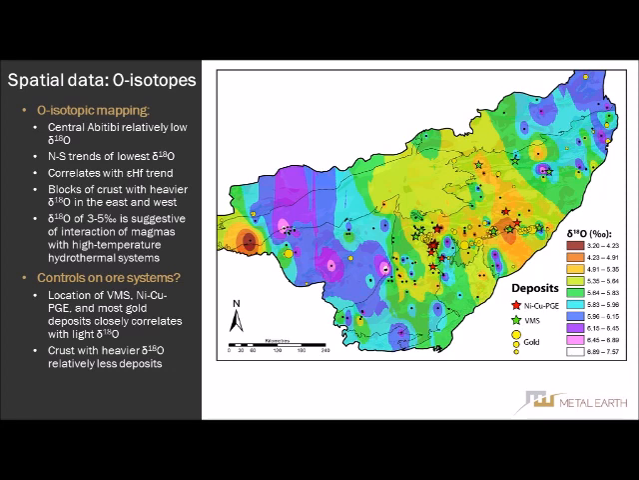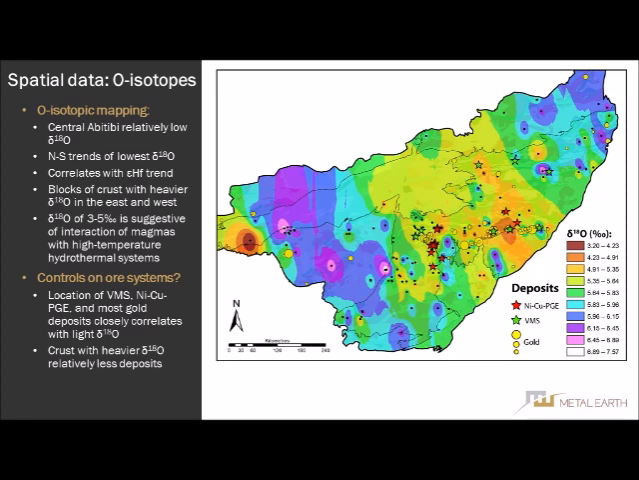So anything that's around 3 or 4 is pretty light, suggesting an interaction with either meteoric water or a high-temperature hydrothermal system. Probably a high-temperature hydrothermal system. It's probably not light enough to suggest meteoric water. We can also see these north-south trends that we saw in the hafnium data.